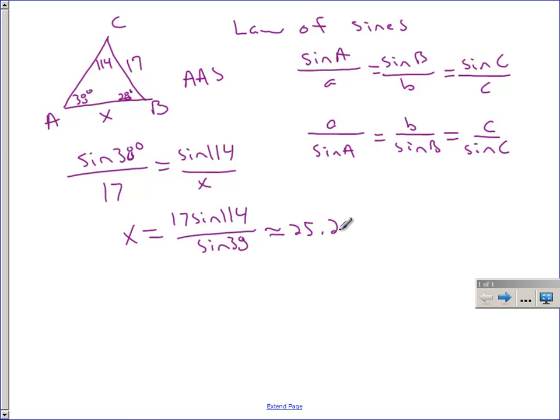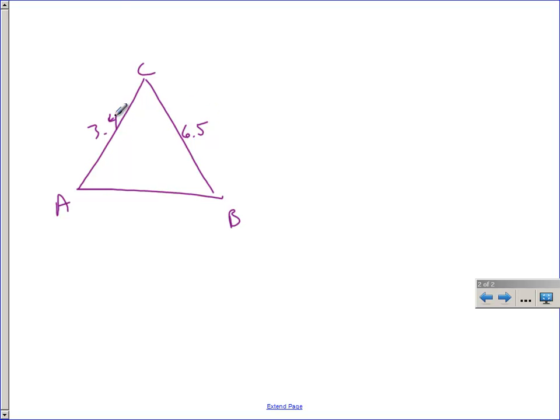So super duper easy. All right, let's do one other example, and that is where I have two sides and an angle, and I'm looking for a missing angle. Let's have this picture here. All right, A, C, B. That's 3.4, and I'll have this 6.5. And then I'll have this angle A, 80 degrees. This triangle is a side-side angle, and again, you can't use law of cosines here.